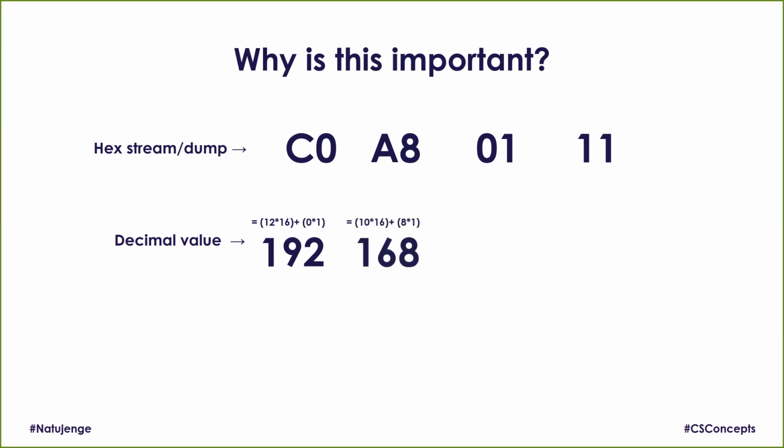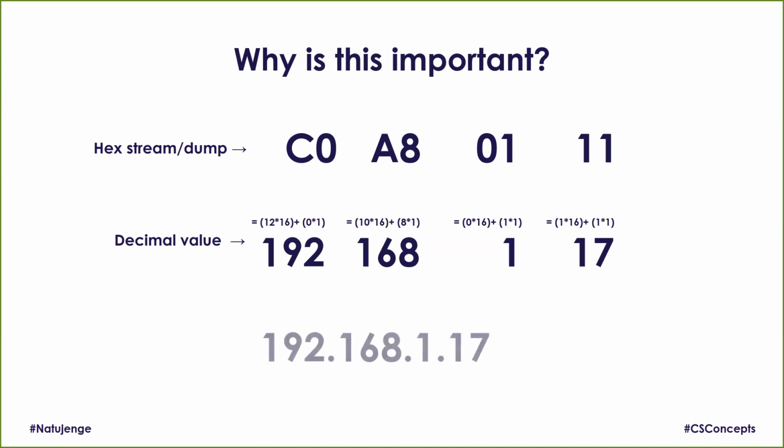So then we have A8, you can do the computations. A is 10, 10 times 16, that's 160, then plus 8, which gives us 168. 01 is equivalent to 1 in decimal. And of course, 11 is equivalent to 17, which is 1 times 16 plus the other 1, and you get 17. So if you look at that number, if I add the dots between each of the decimal values, then I have 192.168.1.17. This number looks familiar. Essentially, this is an IP address in version 4, Internet Protocol version 4.